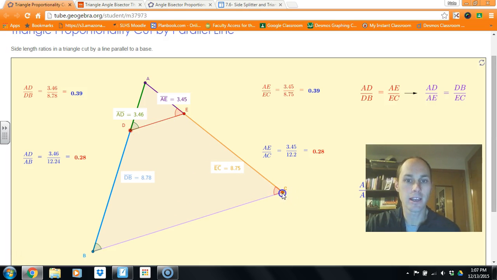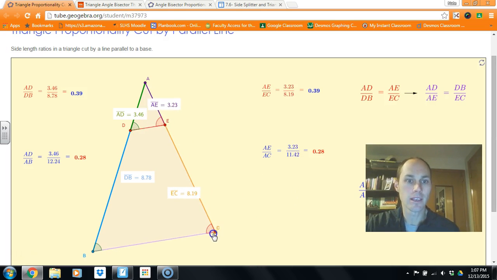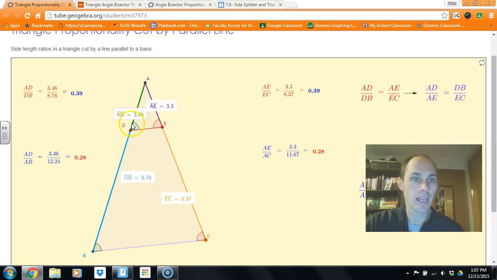And you can see that as we move this triangle around. It doesn't matter the shape of it. But AD is 3.46 to DB 8.78, which is a ratio of 0.39. AE, which is 3.3, to AC, which is 8.37, is also a ratio of 0.39. Notice we can also match up these corresponding parts. Well, AD, so the sides that are split, that's kind of why it's known as the side splitter theorem. So it splits the sides into proportions as well. So 3.46 to DB, which is 8.78.